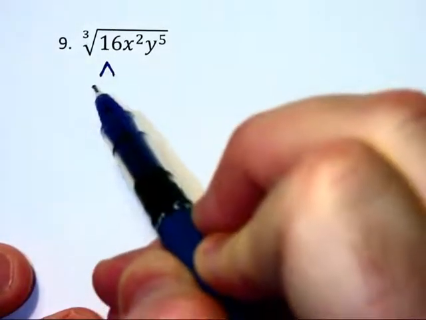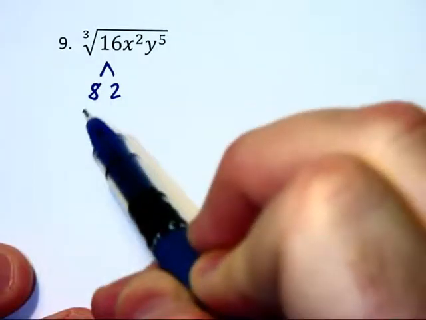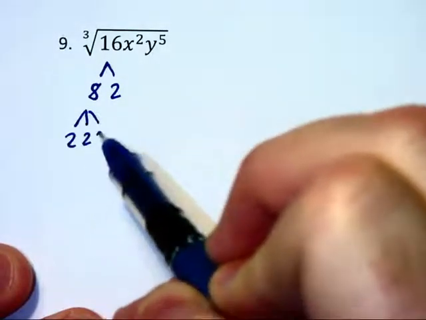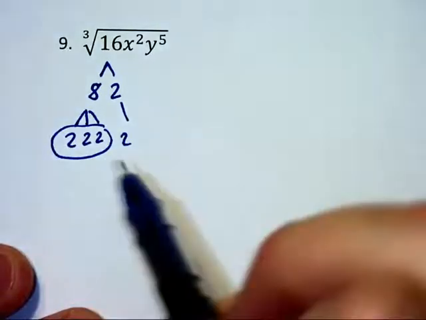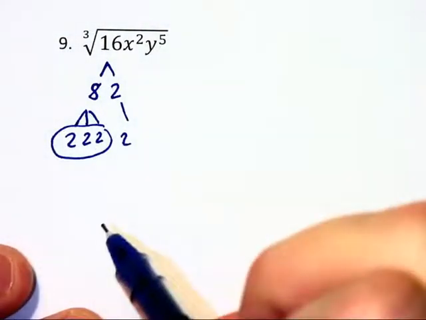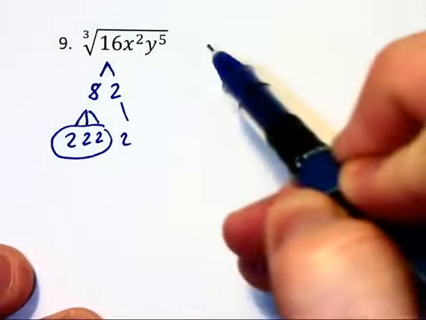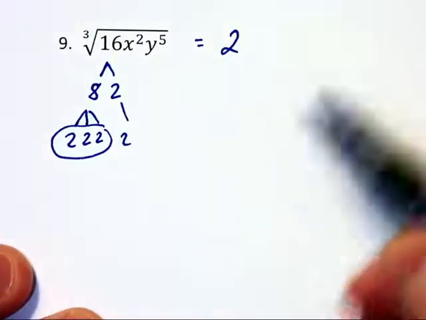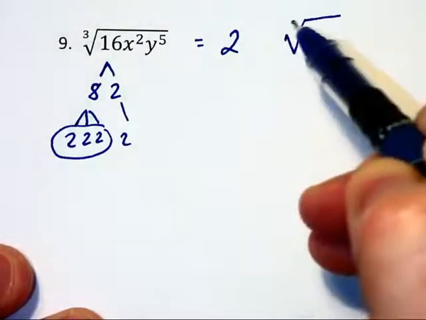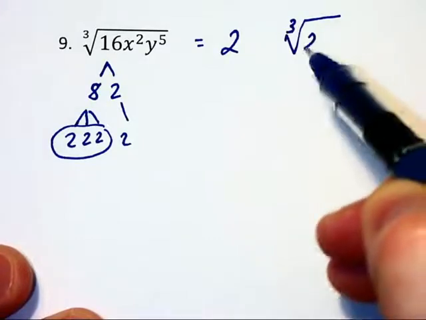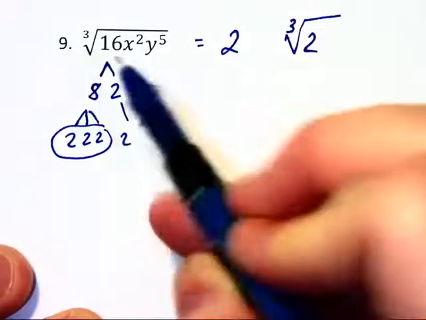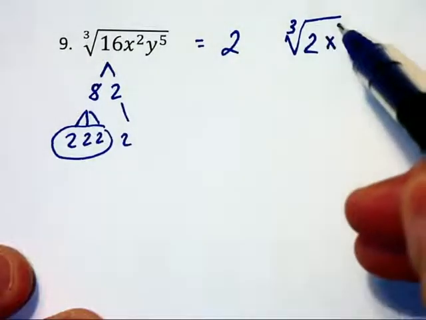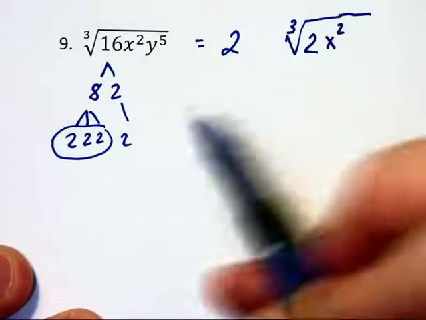Our 16 breaks into 8 times 2. 8 happens to be the cube of 2, so we actually have 3 2's coming out of it. I know I did that a little bit differently instead of going 4 times 2. So I know I'm going to have a 2 on the outside of my answer, and inside this cube root I'm going to have a 2. Now x squared cannot come out with a 3 of a kind, so that x squared just stays inside the cube root, and we can't bring any out.